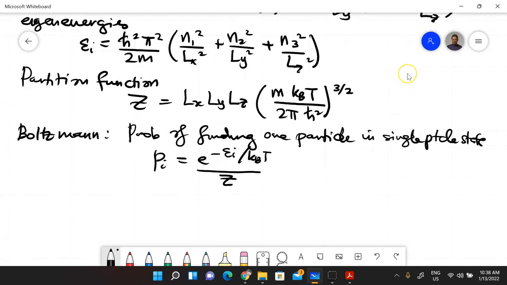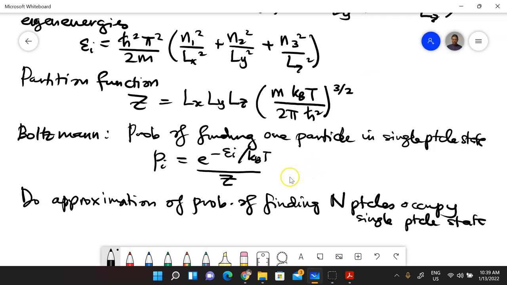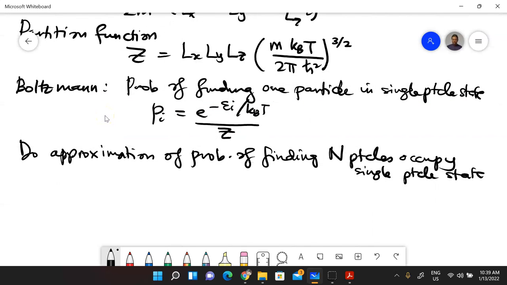Now, we will do some kind of approximation. Remember that this is the probability of finding one particle. So we will do some approximation of the probability of finding n particles, and these n particles occupy the single particle states. The approximation is just to multiply this probability of finding one particle by capital N, and we call this n_i.